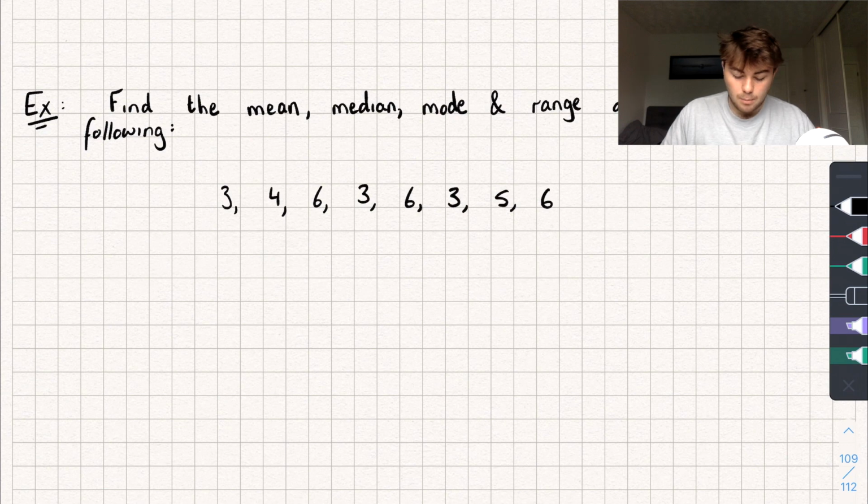Let's take a look at another example. It says find the mean, median, mode and range of the following, and we've got another list of numbers. So first thing I'm going to do, put it in order from smallest to largest.